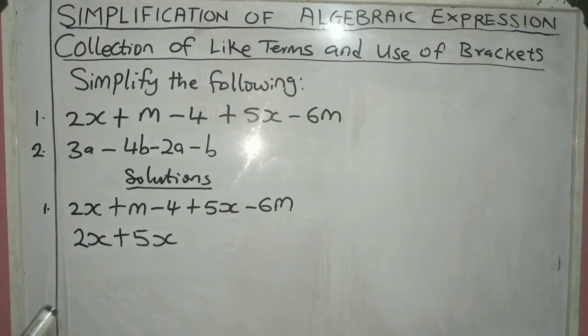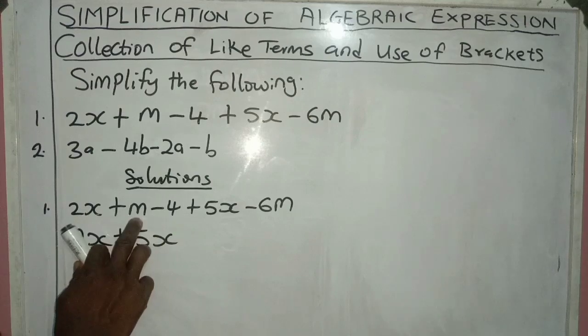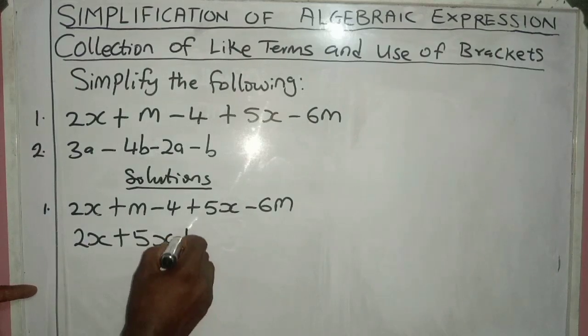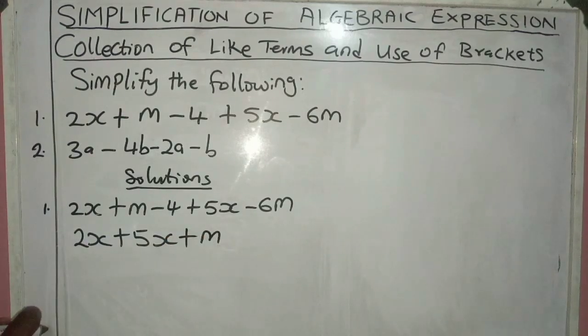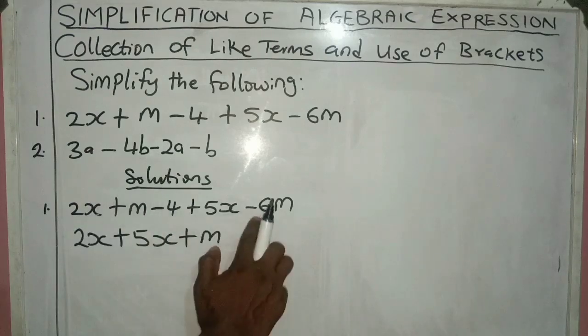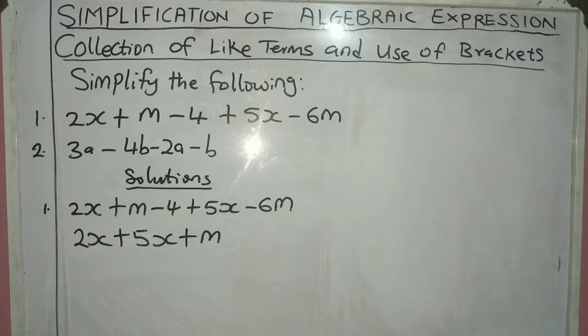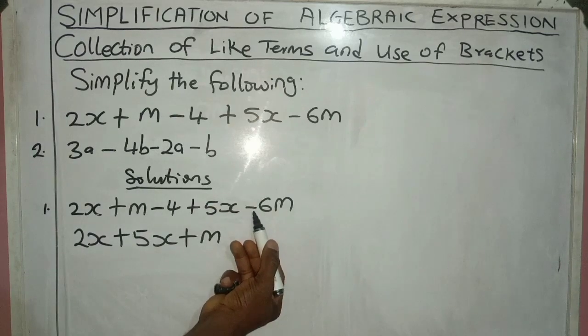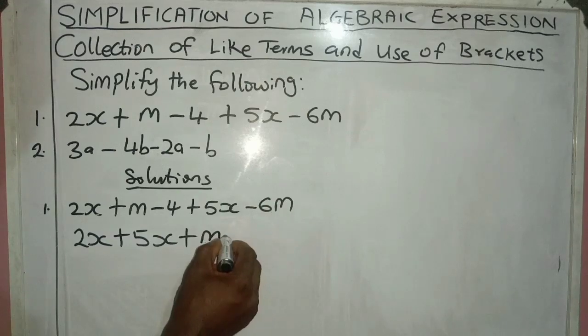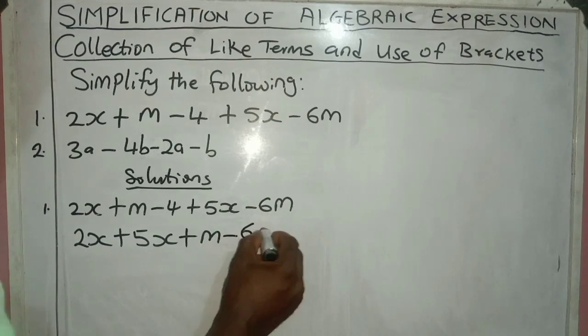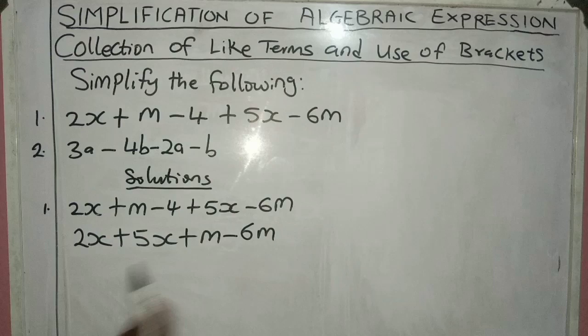Now let's proceed further. Then another alphabet we have in this question is m. So what I have here is not just m. I'll write it as plus m. Then another m that we have here is minus 6m. Make sure that as you want to write the number, you write it alongside the sign that is attached to it. Now this one is not just 6m, but minus 6m. So we are done with the family of m.